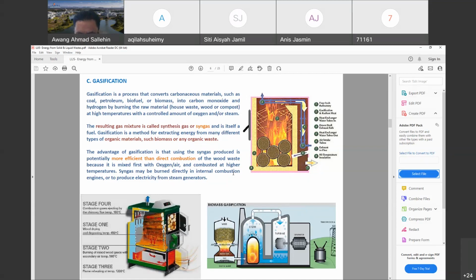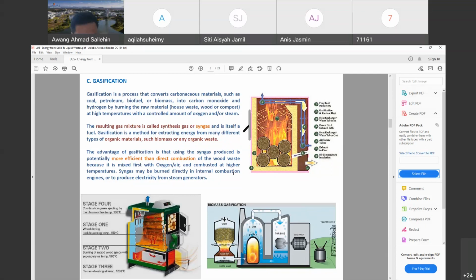For example, the lignocellulosic biomass, the wood, and also the compost, sago bark, as well as household waste. Get it burned at high temperature with a controlled amount of oxygen, and you can have it combined with the production of steam. The resulting gas mixture will be referred to as the synthesis gas or syngas. And the syngas itself is a form of fuel.